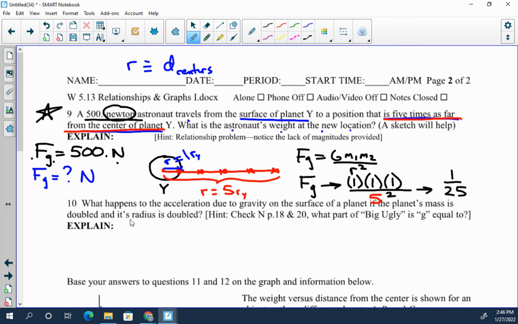Now, the reason that this is the hardest of the relationship problems is because we're not done. We haven't answered the question. What is the new weight? It's actually not a hard thing to calculate. If it started at 500 and it is now 1/25 of what it was, then 500, the original force, times 1/25, which is just 500 over 25, which is just 20 newtons.